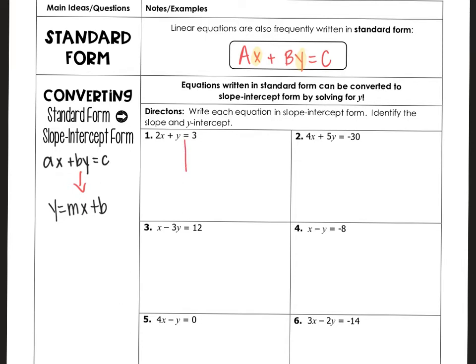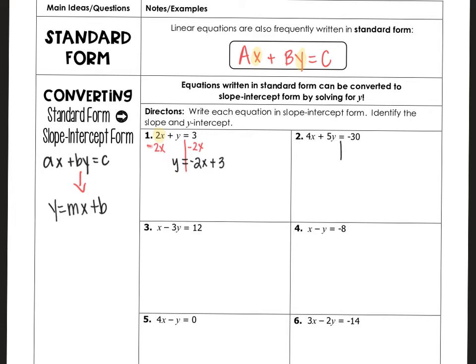For number 1, we have 2x that's on the same side as y. To get rid of a positive 2x, we are going to subtract 2x from both sides. We'll be left with positive y equals, now negative 2x and 3 are not like terms, so we're going to leave it as negative 2x plus 3.